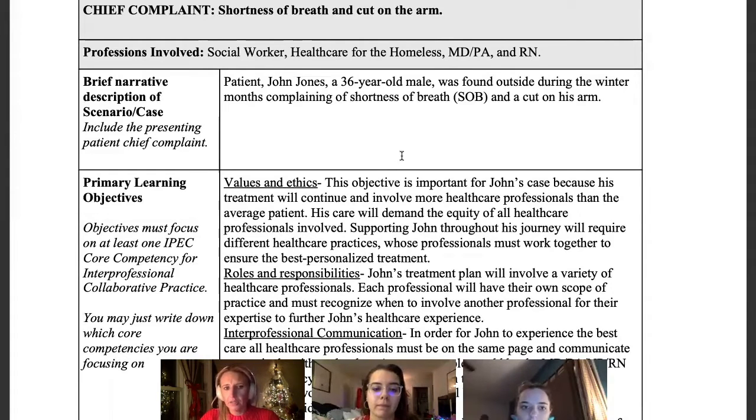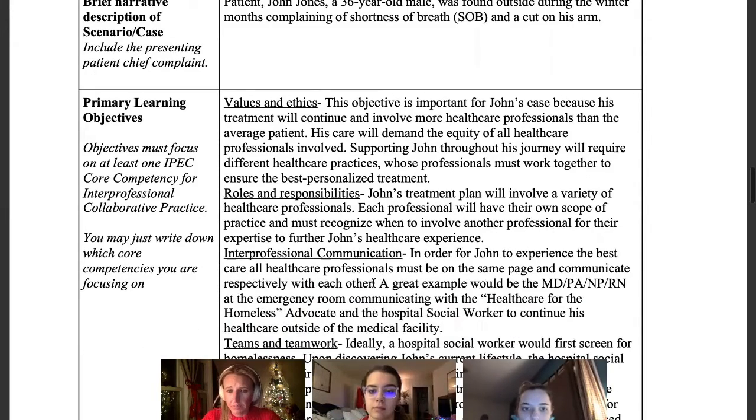Our primary learning objectives: we chose values and ethics first. This objective is important for John's case because his treatment will continue and involve more healthcare professionals than the average patient. His care will demand the equity of all healthcare professionals involved. Supporting John throughout his journey will require different healthcare practices whose professionals must work together to ensure the best personalized treatment. We also chose roles and responsibilities.